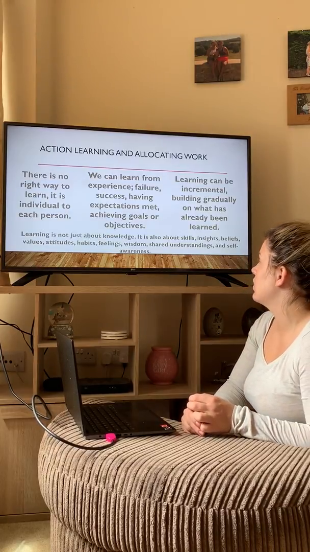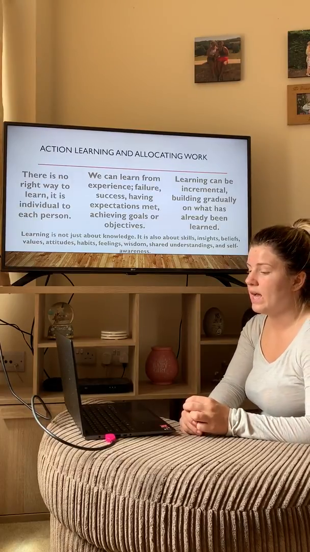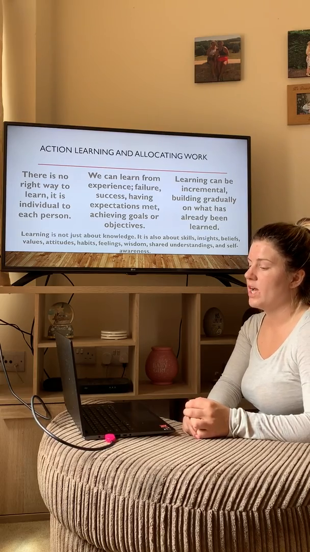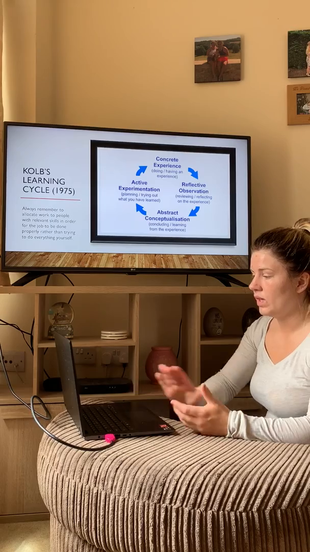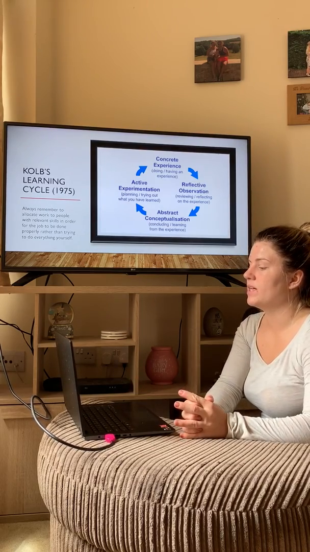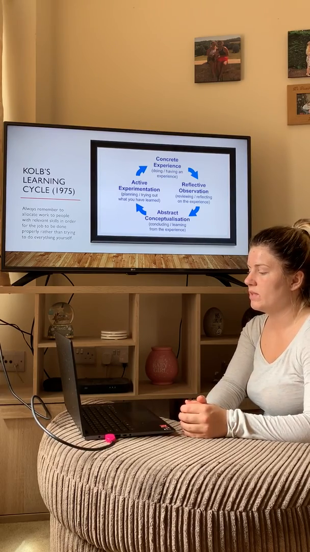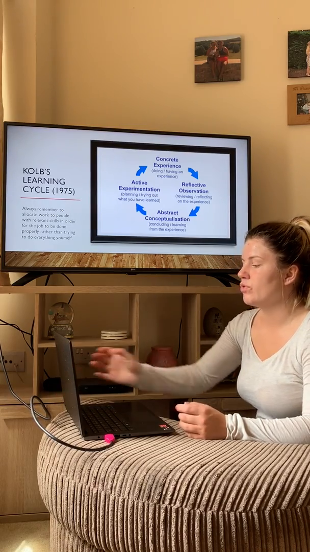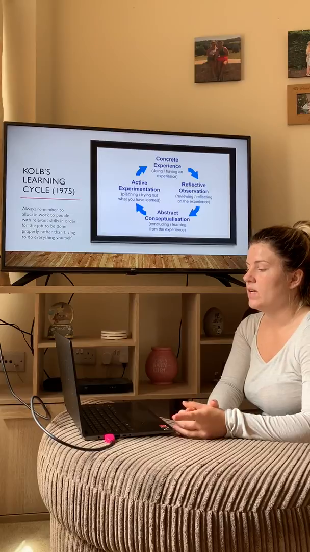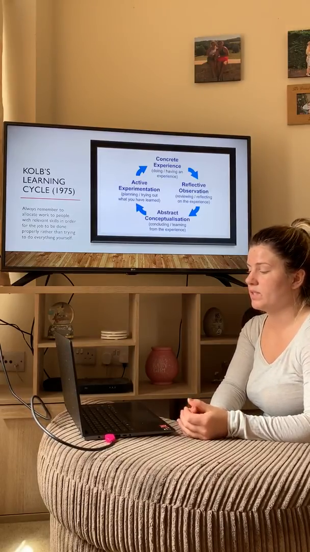Learning is not just about knowledge, it is also about skills, insights, beliefs, values, attitudes, habits, feelings, wisdom, shared understanding and self-awareness. Action learning is derived from Kolb's Learning Cycle 1975, in that learning is achieved through experience, the process of reflection and by taking action. Learning starts when we have an experience, as this forms the basis for reviewing, drawing conclusions and planning. Learning by experience can occur from making a mistake as much as it can from a success.